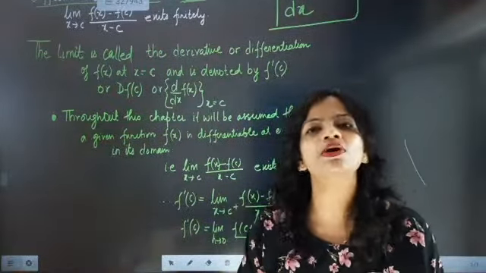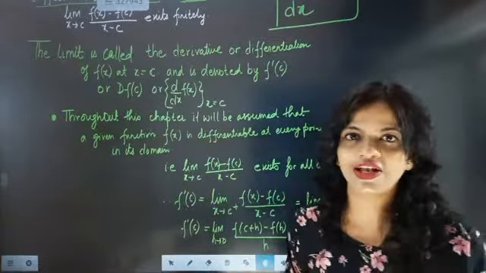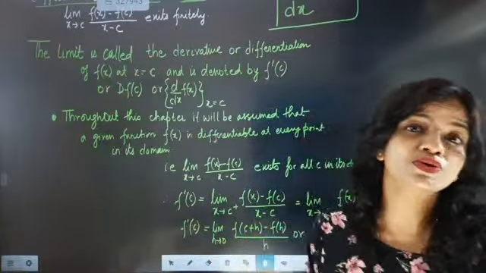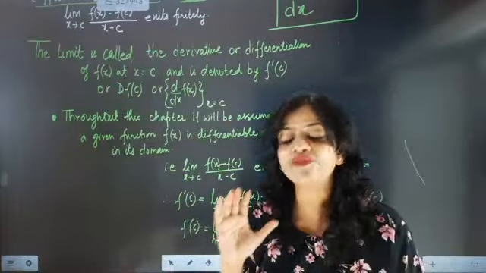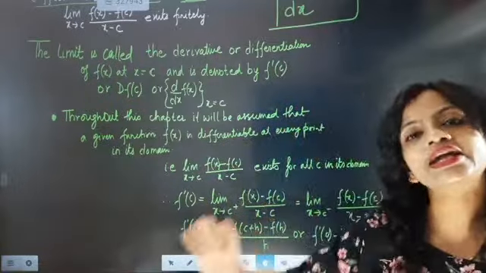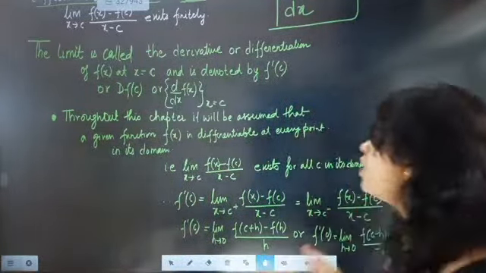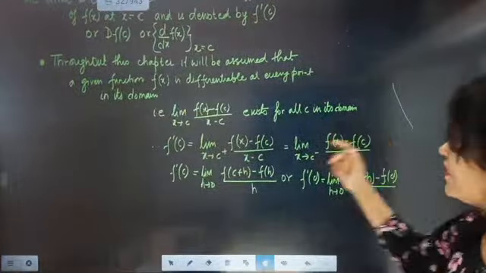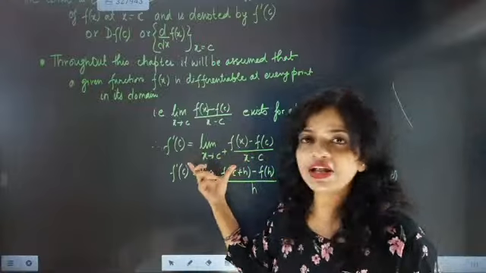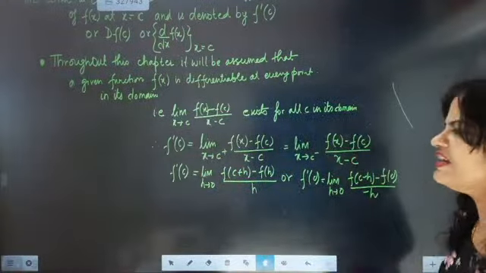You know that the domain is represented as x-axis values. So whatever value of x you take, the function is going to exist and it will be differentiable. And the left hand derivative will be equal to the right hand derivative.